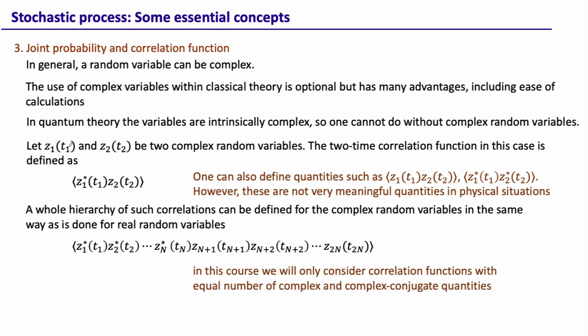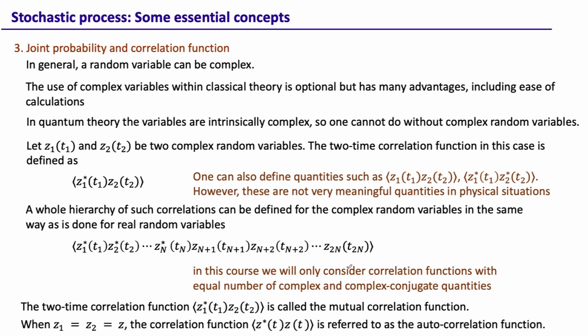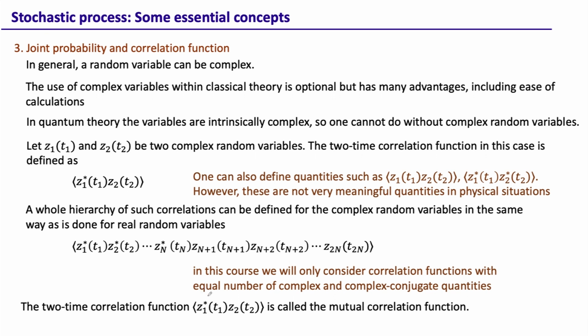We started with the simple moment x1, then we go to x1 x2, then we come to x1(t1) x2(t2), then we come to the complex random variable, in which case the only difference is that we have to put in a star, and not the other combination. And then of course we can have a whole hierarchy of such correlation functions. The two-time correlation function is called the mutual correlation function, and when z1 and z2 are equal, the correlation function is referred to as the autocorrelation function. So this is where we will stop today.